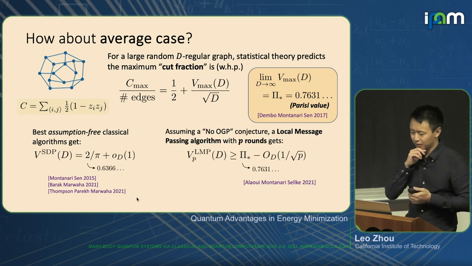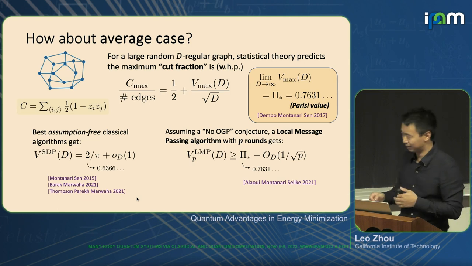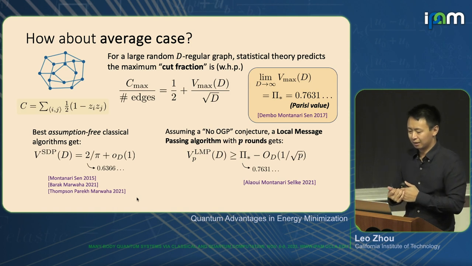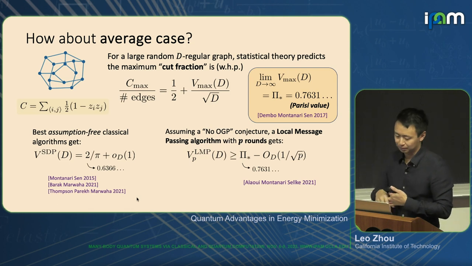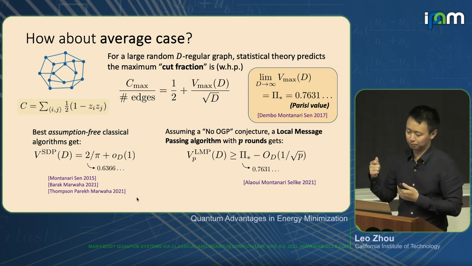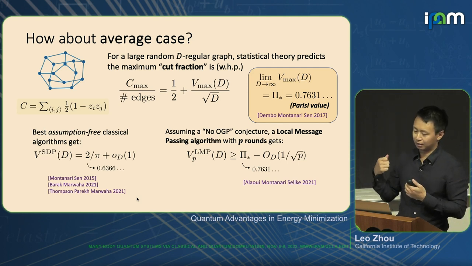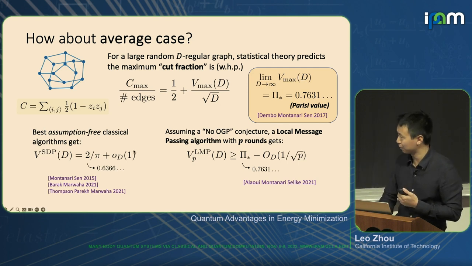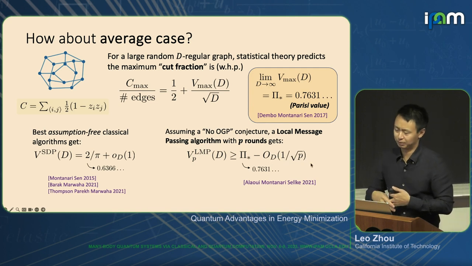But a few years ago, assuming a conjecture that they call no OGP, which you don't really need to know what it is, it's just the name of the conjecture, there's a local message passing algorithm that was constructed by these guys from Stanford that shows that if you do p rounds of message passing between neighbors on the graph, you can get a cut where the value that you care about approaches the Parisi value with an error that goes down like 1 over square root of p. Yes.